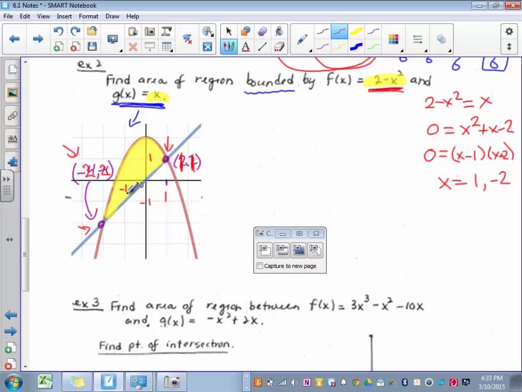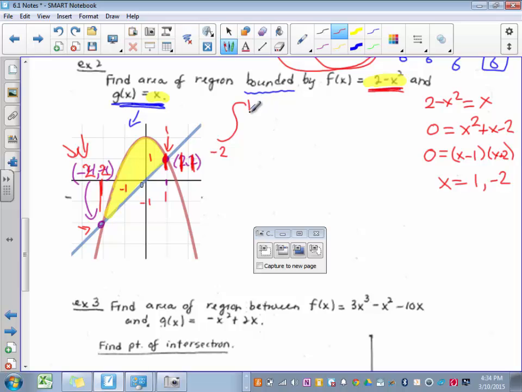Okay, so now we know what our bounds are. Check it out. One bound is right here, -2. This is our -2 bound. And here's our next bound. This one when we stop integrating right there. At 1, we stop integrating at 1. So we can set up our integral now. We are integrating from -2 to 1.